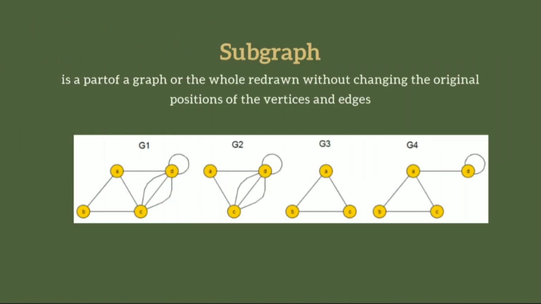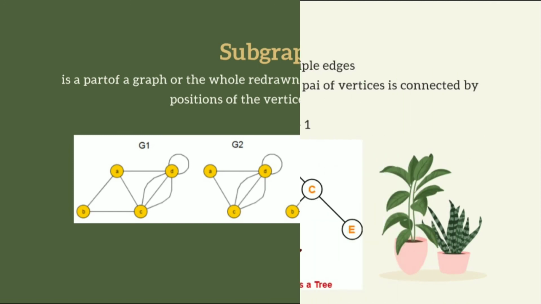Next, a subgraph. Subgraph is a part of a graph or the whole graph redrawn without changing the original position of the vertices and edges. As you can see, G1 is the original graph. No matter what you draw back your graph, do not change original position of the vertices and edges.